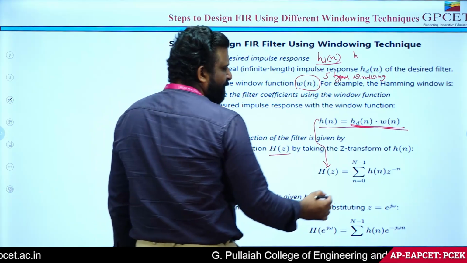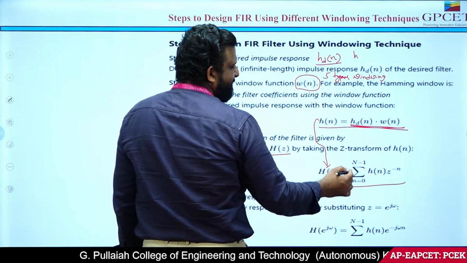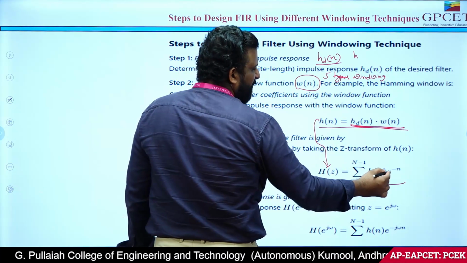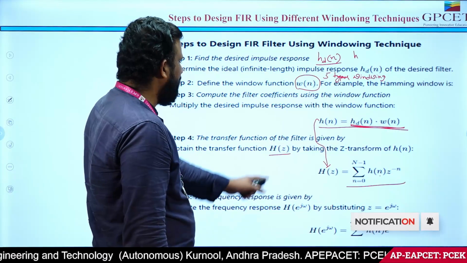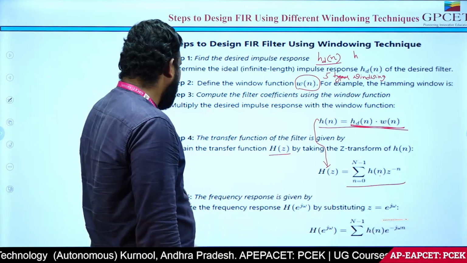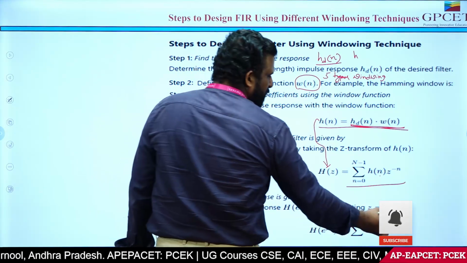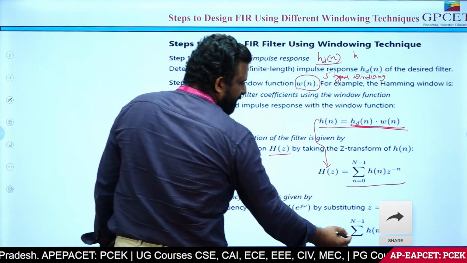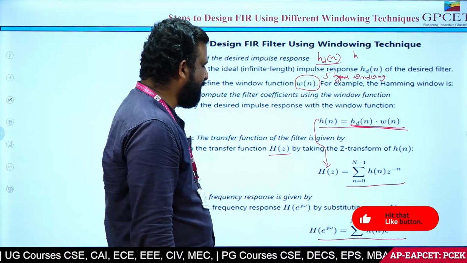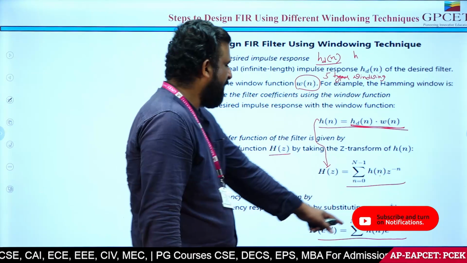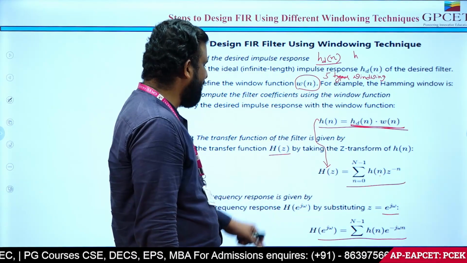So what is that equation? Summation n equal to 0 to n minus 1, h of n into z power minus n. This is the equation to find the value of h of z. And finally we get the frequency response by substituting z equal to e power j omega. We get the final equation, which is h of e power j omega equal to summation n equal to 0 to n minus 1 h of n e power minus j omega n, which is the finalized equation with the final coefficients.